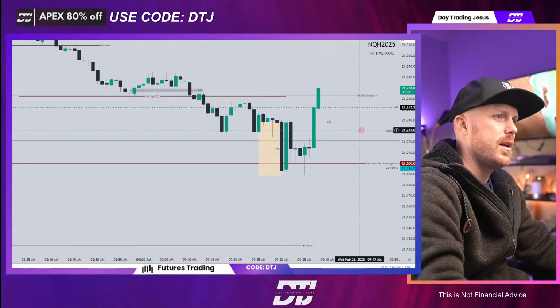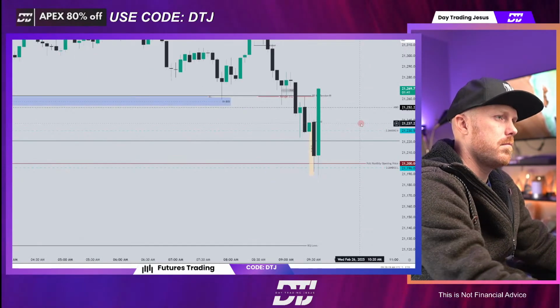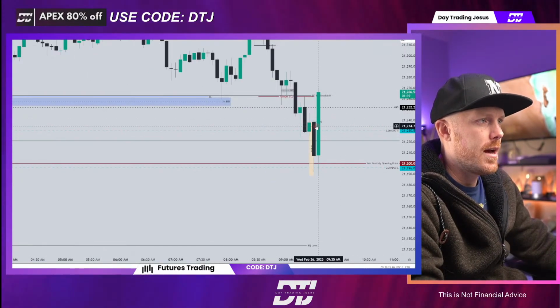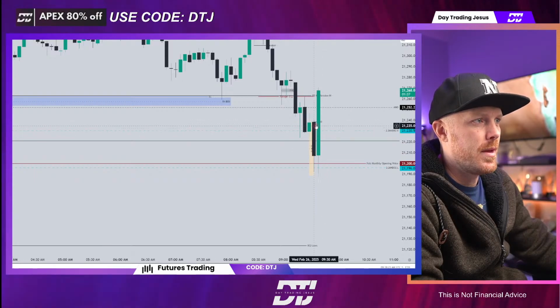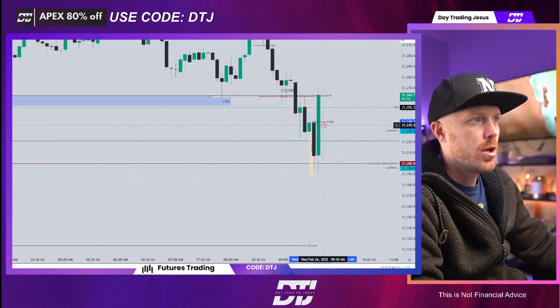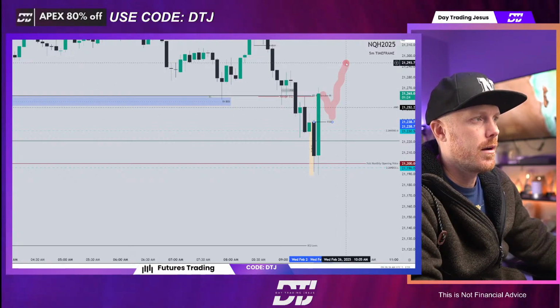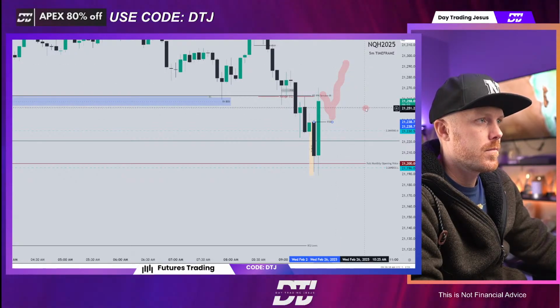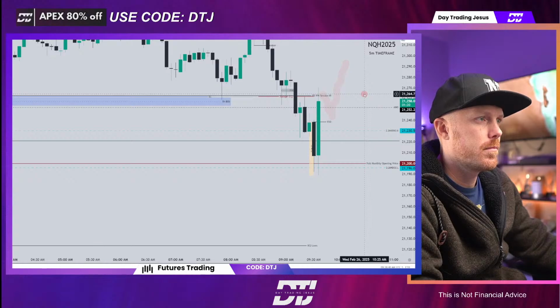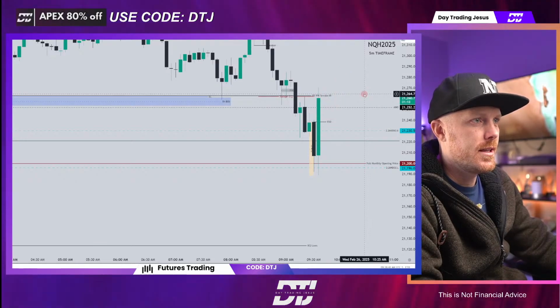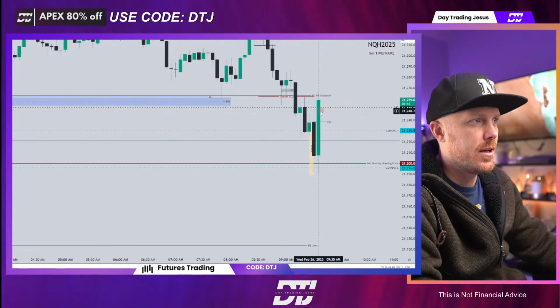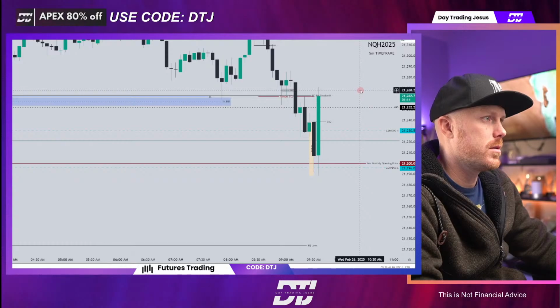Looking at the 5 minute, we still have a minute and a half. 930 price is still going to be our change in state of delivery. So really what we're waiting for is price to come back down to 930 to move higher. That's kind of what we're looking for, ideally after this 5 minute candle closes.